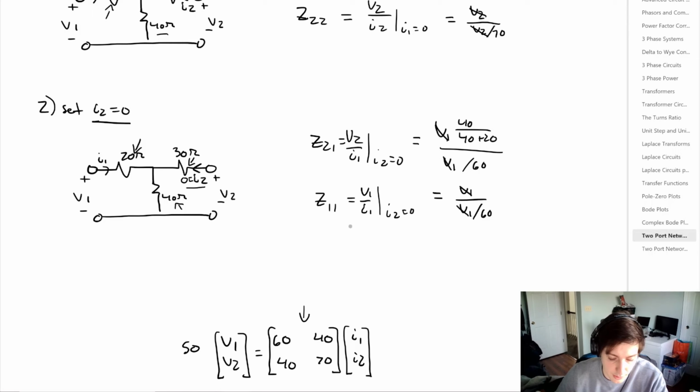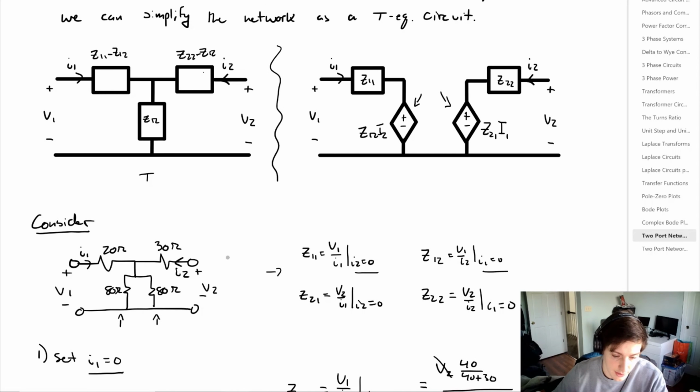So from all of this, we end up with the following impedance parameters, 60-40, 40-70. And if you notice, this system was originally a T equivalent circuit. And if you plug in the parameters up here into this T equivalent circuit for these impedances, you'll notice that you should get the same values.